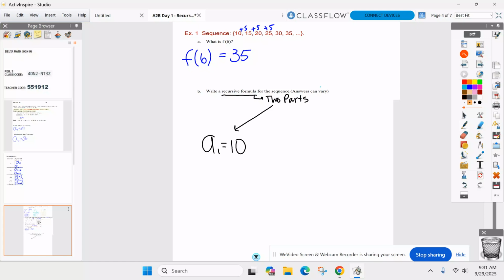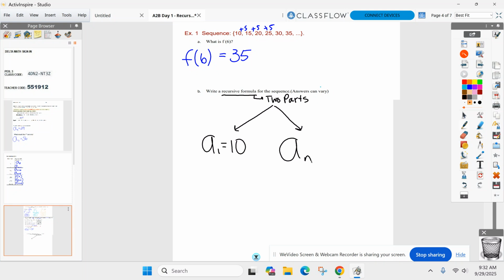Now, here's where you guys are going to have to work on the second part of a recursive formula. What's the pattern? Sarah, what's the pattern again? Plus 5. So I'm going to show you how to write that now. I'm going to start with A sub n, because that says any term that you're looking for.